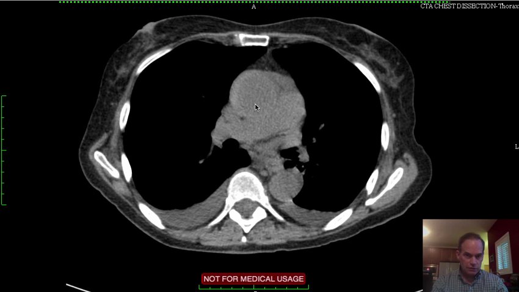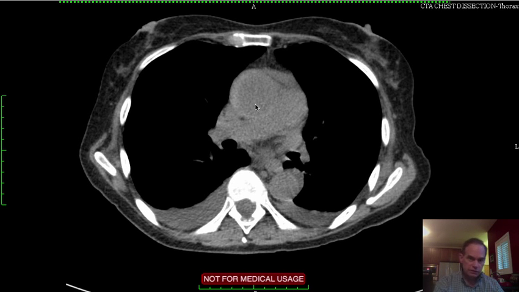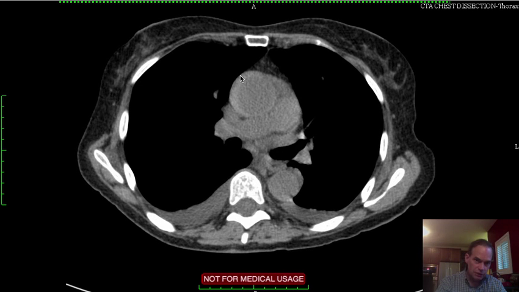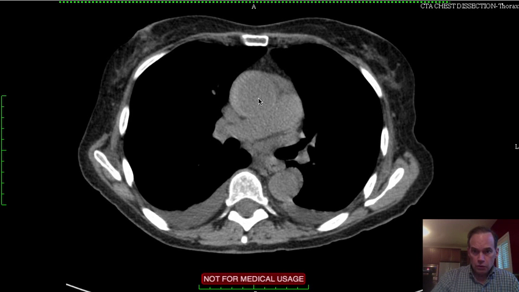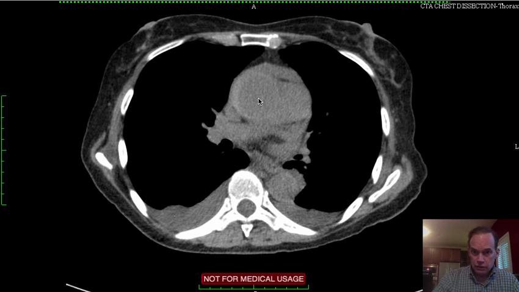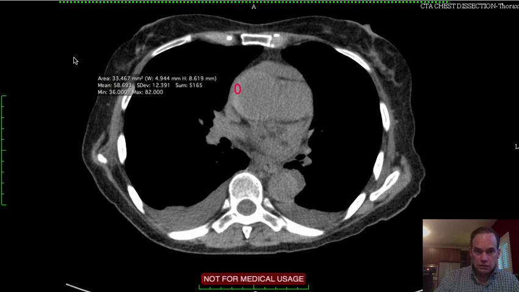Okay, and I'm going down still slowly, and you can really see on some of these images very clearly, for example right here, just how high attenuation this area is compared with the lumen of the aorta. So how high attenuation is it? We will see that it is 59 Hounsfield units, just about 60 Hounsfield units, which is very typical of hemorrhage.